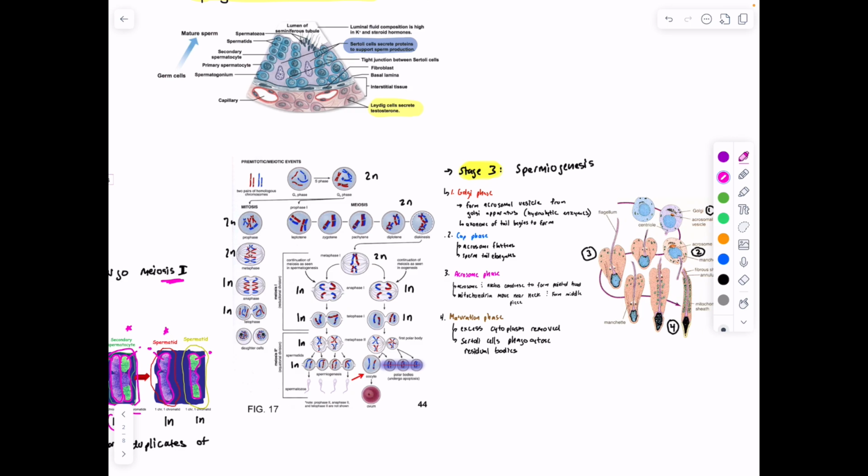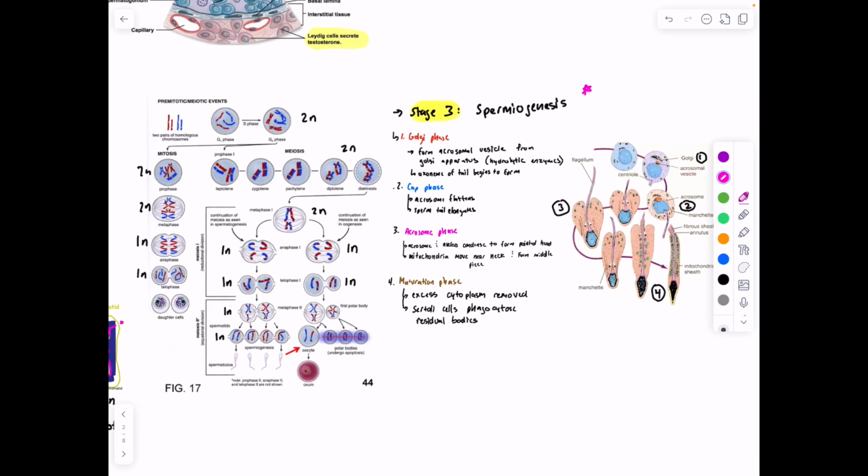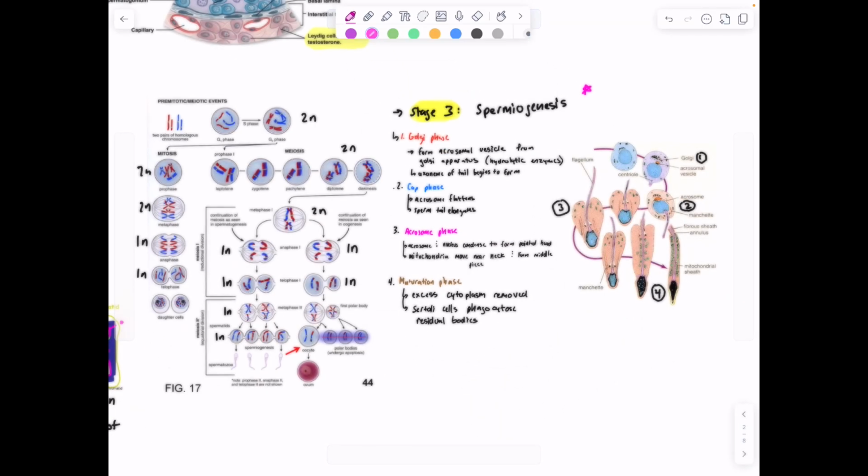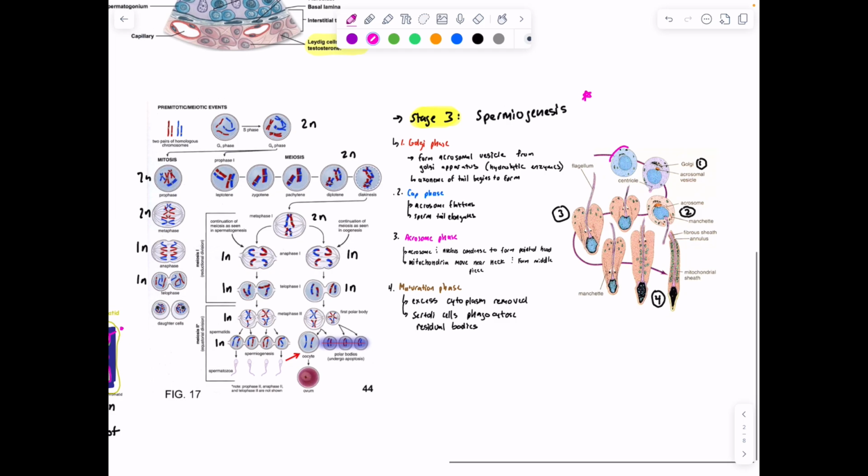Once you have your spermatids, you're going to undergo spermiogenesis, where the spermatids go from early spermatids, which are circular shaped, to late spermatids, which are what we typically consider a sperm to look like, right? Spermiogenesis has 4 phases. The first is the Golgi phase, where you have the formation of an acrosomal vesicle from the Golgi apparatus.